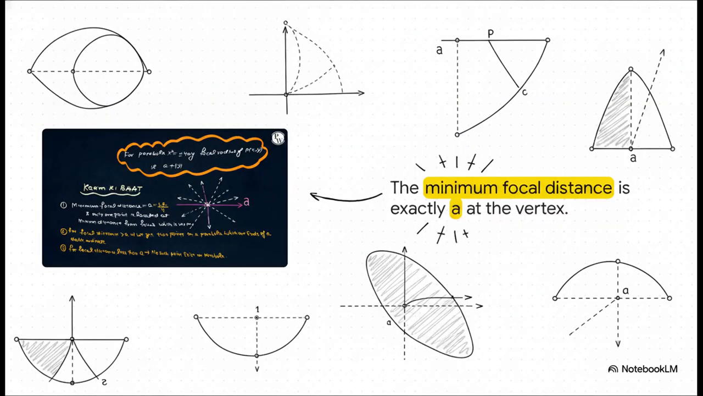Now, no matter which way the parabola is facing, there is a golden rule you absolutely must remember. Every single point on a parabola has a focal distance. That's just the distance from that point on the curve to the focus. But the minimum focal distance possible, that is exactly a. And there is literally only one point in the entire mathematical universe where that minimum distance happens, perfectly at the vertex. The moment you move anywhere else on the curve, that distance immediately gets larger.